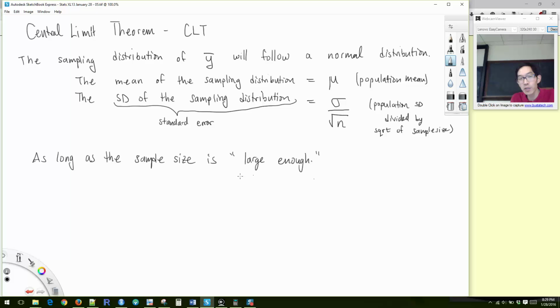Okay. So here's this thing. What is the notion of large enough? Large enough will be defined as, well, we have just a vague definition here. If the population is normally distributed, any sample size is large enough.